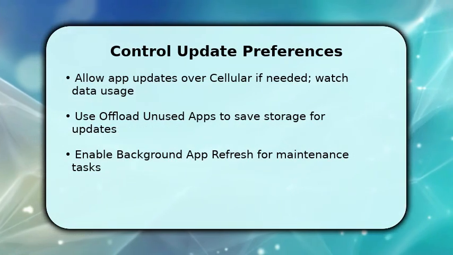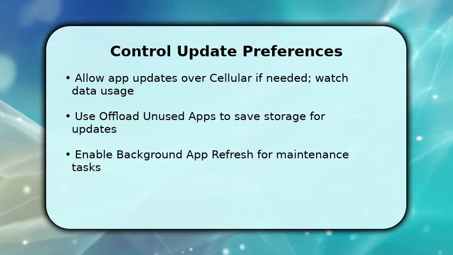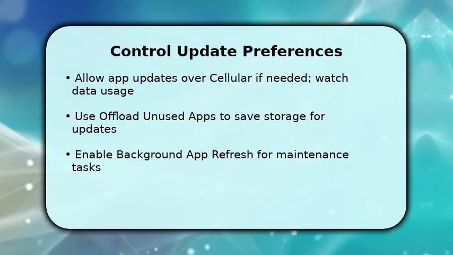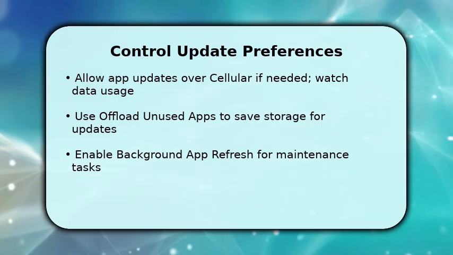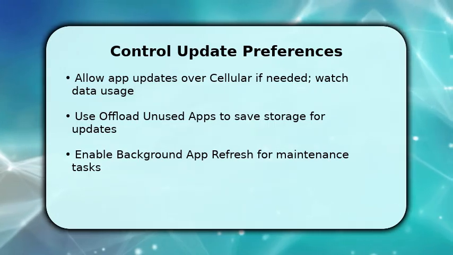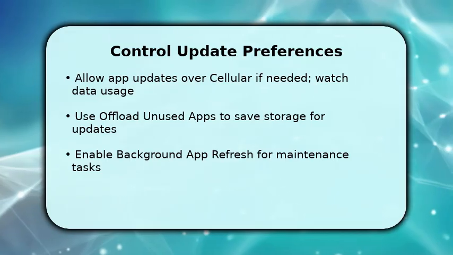Next, refine how updates behave so they match your habits and limits. If you have a data plan, enable cellular downloads in the same App Store settings, otherwise stick to Wi-Fi to avoid charges. To prevent storage issues that block updates, enable offload unused apps. iOS removes app binaries, but keeps data.